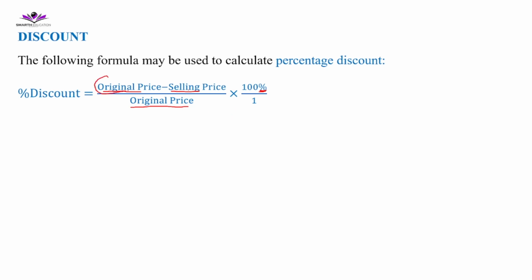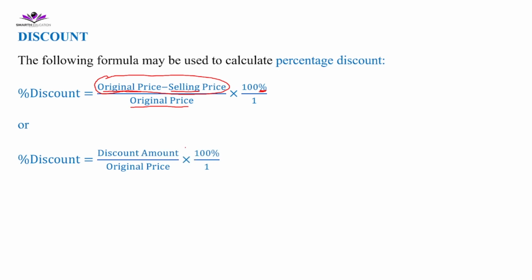But if you check, this original price minus selling price, we said it is the discount amount. So you can simply say it is the discount amount divided by the original price times 100 over 1. This is the formula you can use when you're calculating the percentage discount.